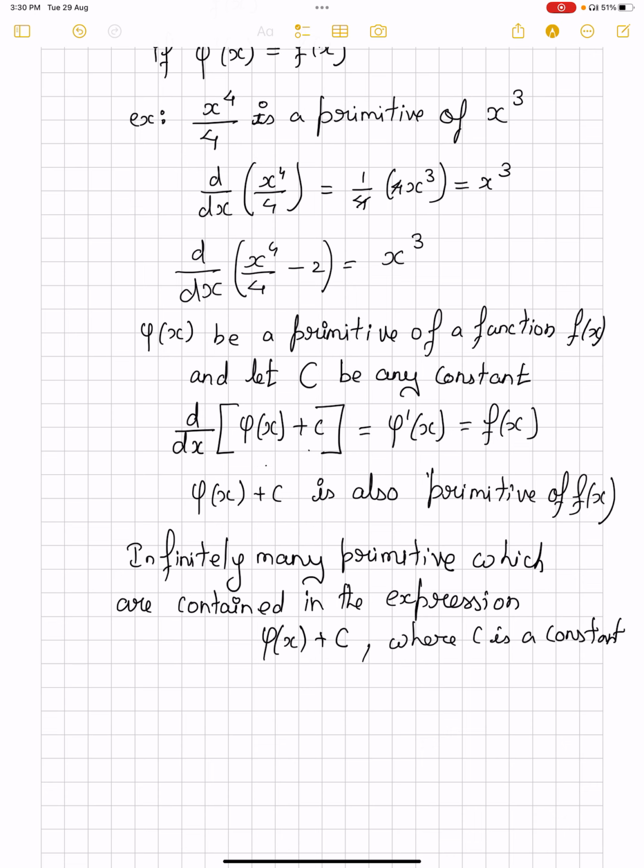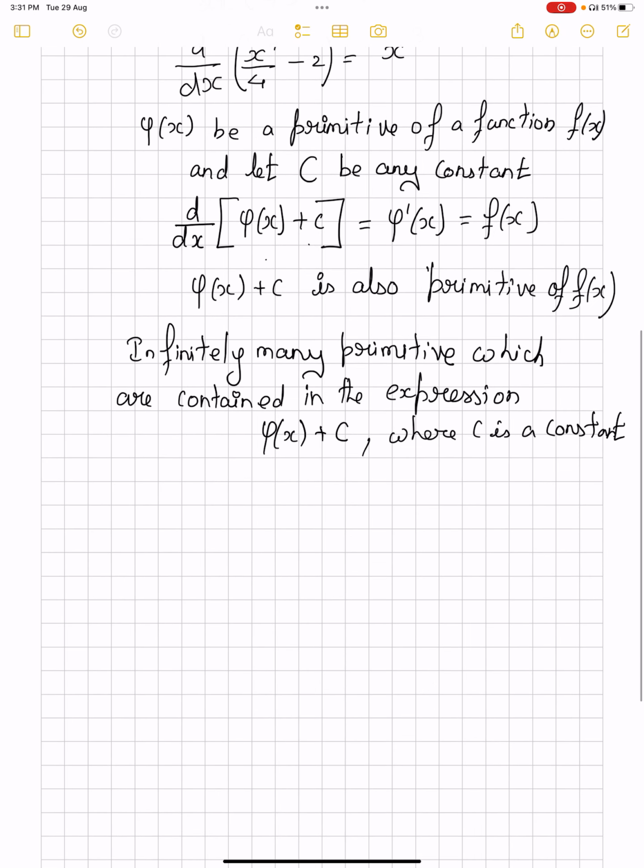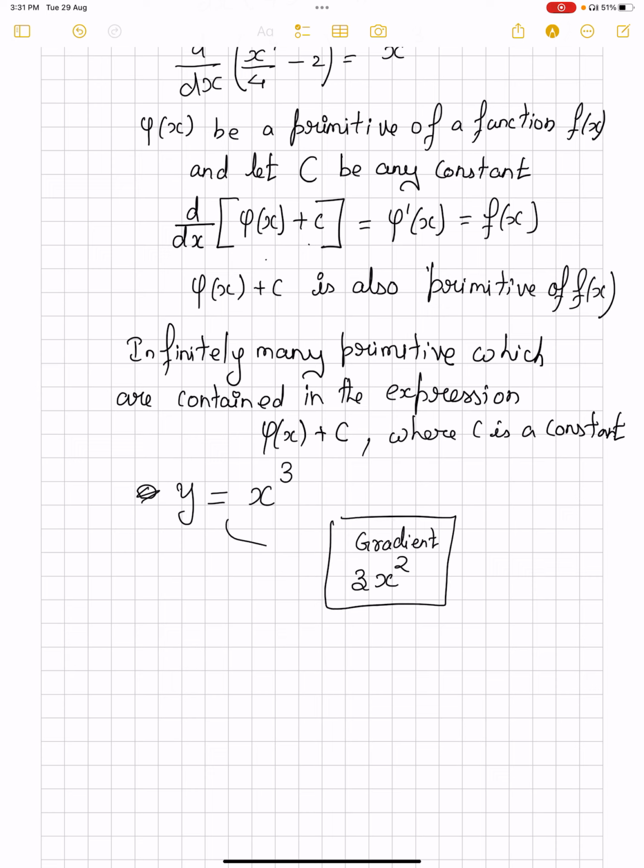Let me just give you one more example, which I think you will find very easy to understand. Let me take a very simple example. I'm taking a function y is equal to x cube. What is going to be the gradient of this particular function? It's going to be 3x squared, which is nothing but dy by dx. So for y is equal to x cube, this is going to be the gradient.